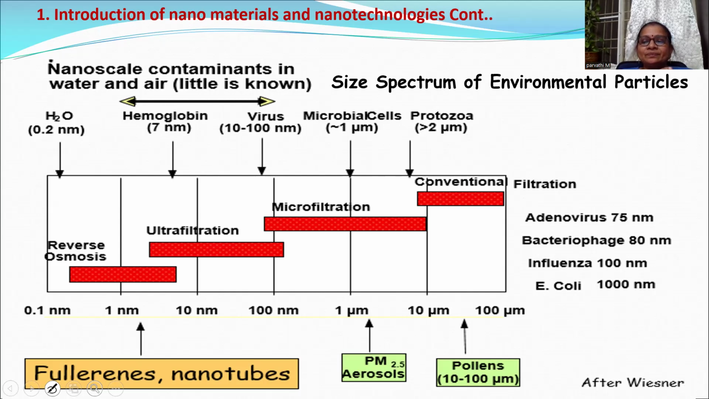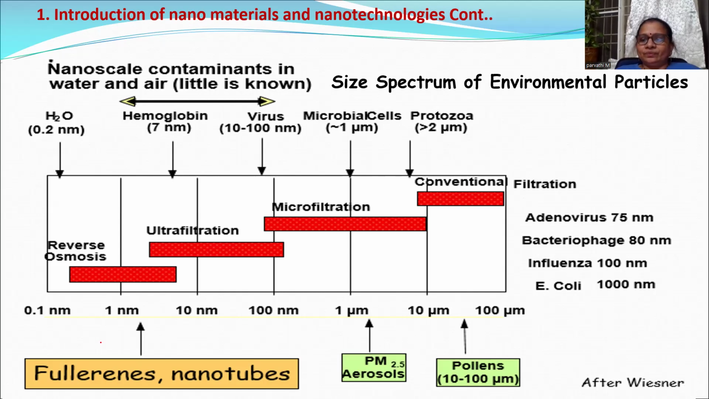Similarly, viruses. Generally for any disease, we say this is the reason, or virus. Viruses are generally of size 10 to 100 nanometer, so they require ultrafiltration or microfiltration techniques. And similarly, hemoglobin is 7 nanometer, which is a still smaller size, so it requires ultrafiltration.